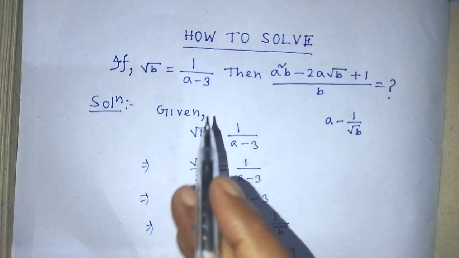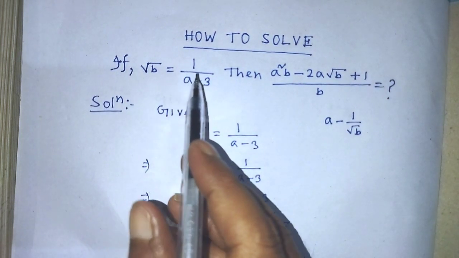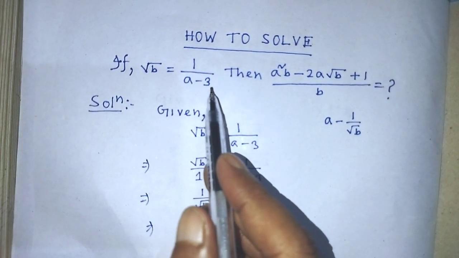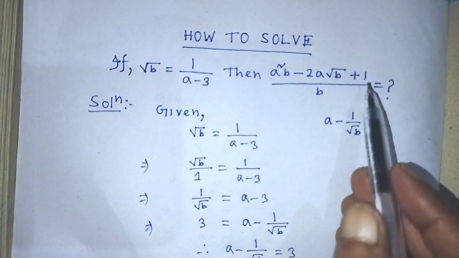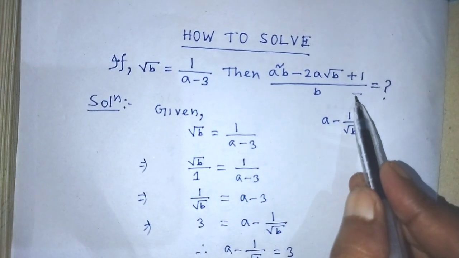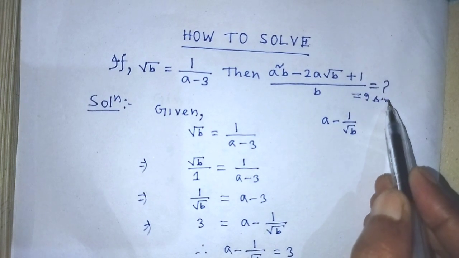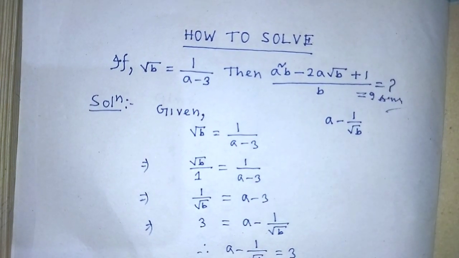So student, when root b is equal to 1 over (a minus 3), at that time the value of this algebraic expression will be 9. So this is our final answer. So my dear student, our answer is complete.